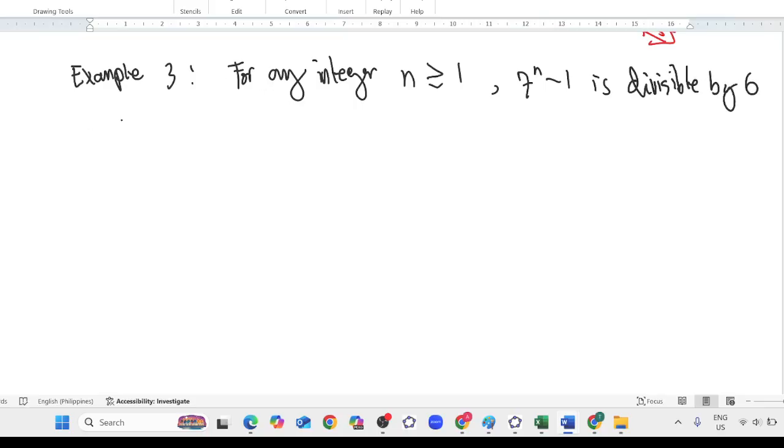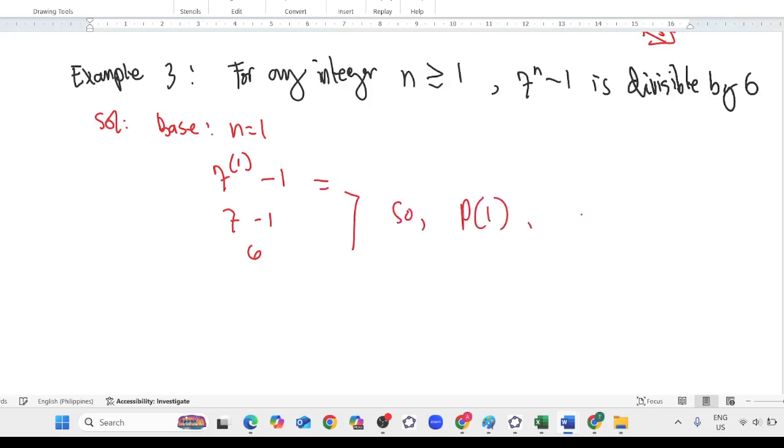Okay, so solution, base case: let n is equal to 1. So 7 raised to 1 minus 1, that is 7 minus 1 is 6, and that is divisible by 6. So P of 1 holds.